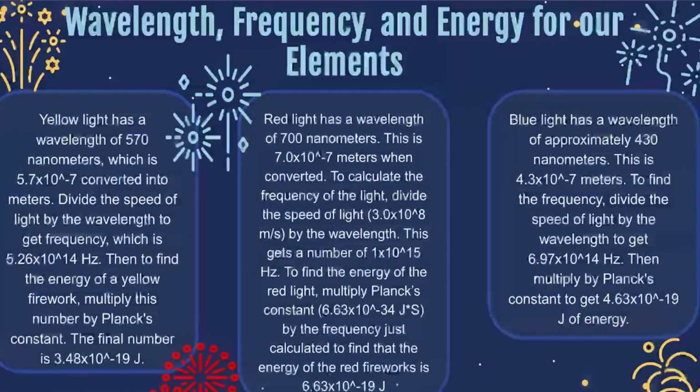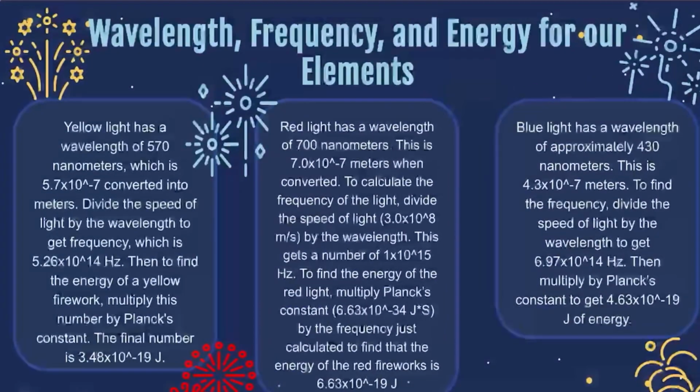So this is wavelength, frequency, and energy for our elements. For a yellow firework, the yellow light has a wavelength of 570 nanometers, which is 5.7 times 10 to the negative 7th power when converted into meters. Divide the speed of light by the wavelength to get the frequency, which is 5.26 times 10 to the 14th power hertz. Then to find the energy of a yellow firework, multiply this number by Planck's constant. The final number is 3.48 times 10 to the negative 19th joule.